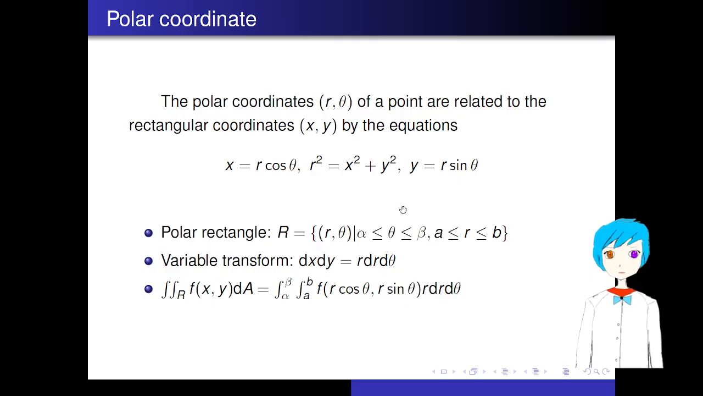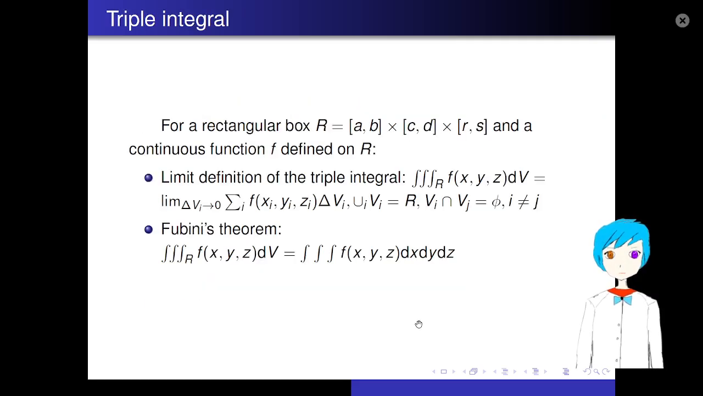That is to say, the integration of a continuous function f of x and y in the polar rectangle R is equal to the value of this iterated integration. Integrating over theta from alpha to beta and then integrating over r from a to b, f of r cosine theta, r sine theta, r. So here the integrand is f of r cosine theta, r sine theta times r. Don't forget the small r here.